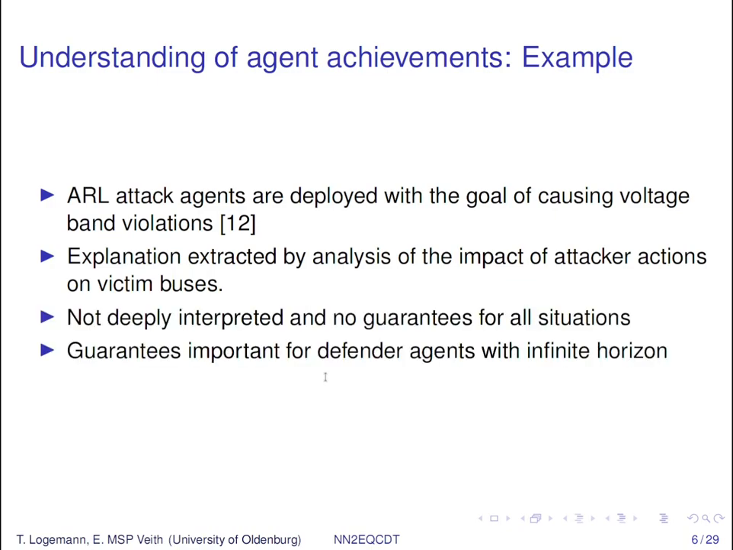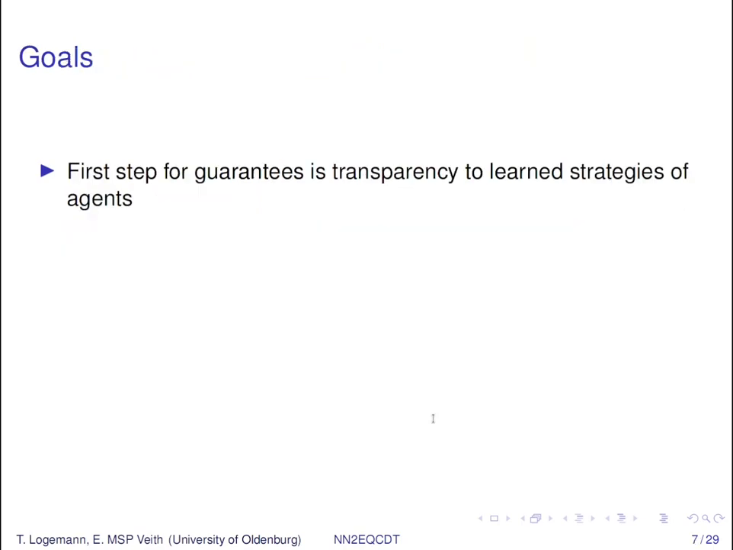But an explanation, and also a validation, which would be a further step, is crucial, for example, with defender agents with an infinite horizon that may face rare situations, because a defender also has to achieve its goals in such situations. So the goal for the guarantees is to first explain the learned strategies of agents.